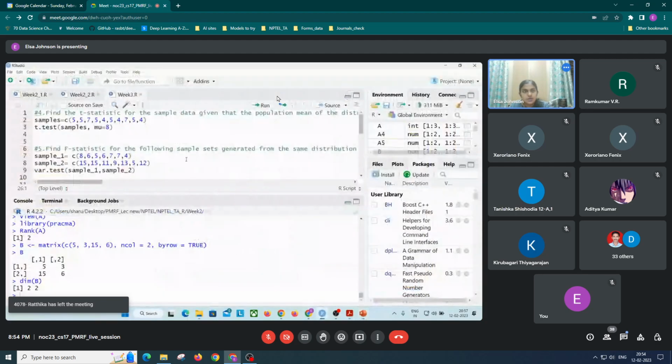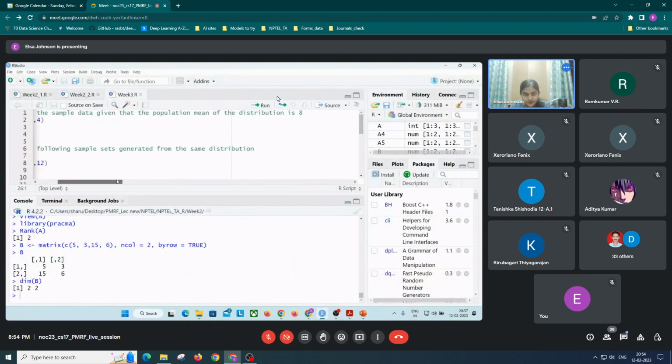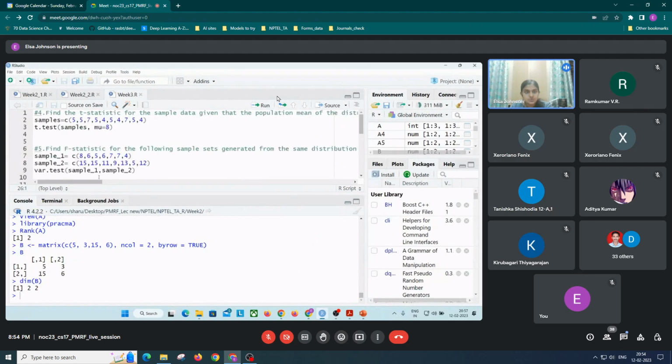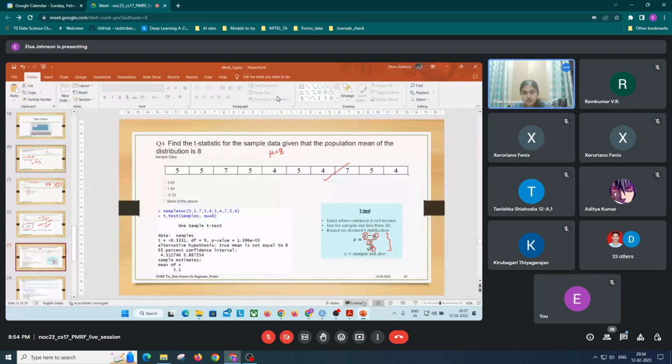So I'll see with the R code also. This is the same question. Find the t statistic for the sample data given that the population mean of the distribution is 8. Okay, so here, if you see the average of this one, you'll be getting 5.1.